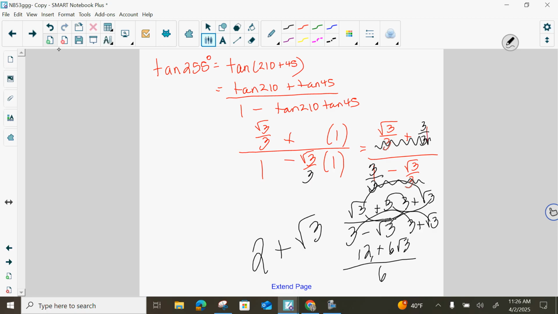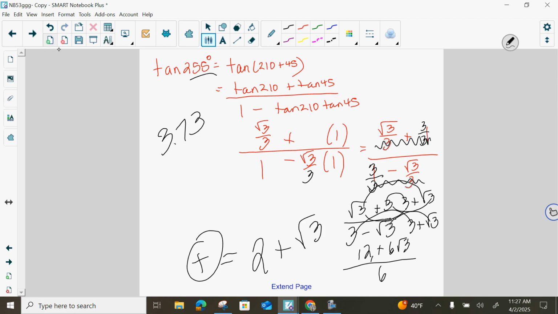Donovan, is 2 plus rad 3 positive or negative? Positive. Does it make sense that tangent of 255 is positive? It does, right? So you guys go get the decimal of 2 plus rad 3. I'm doing tangent of 255 in my calculator. Does it match? 3.73, right? It matches. Okay, so you guys try another one.